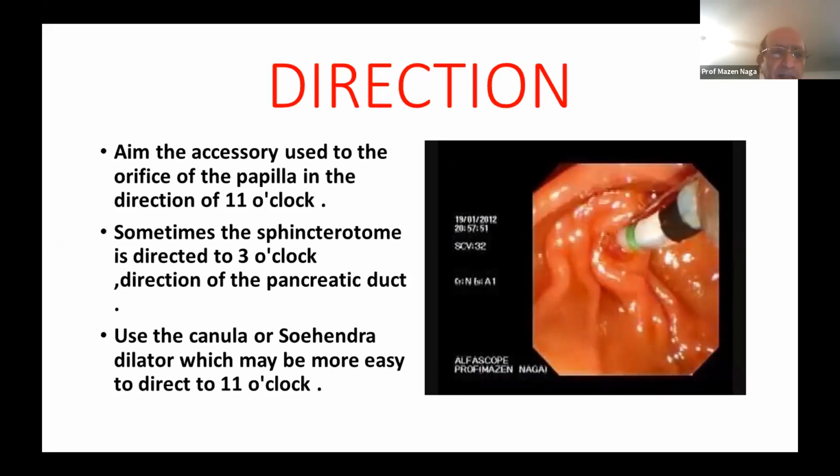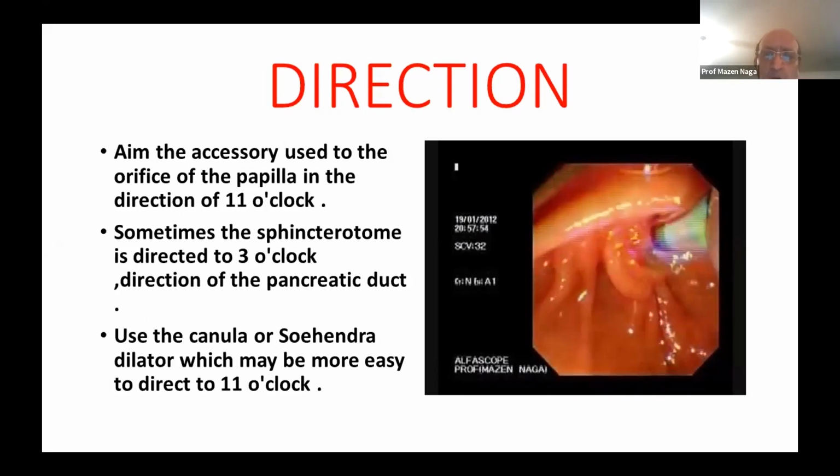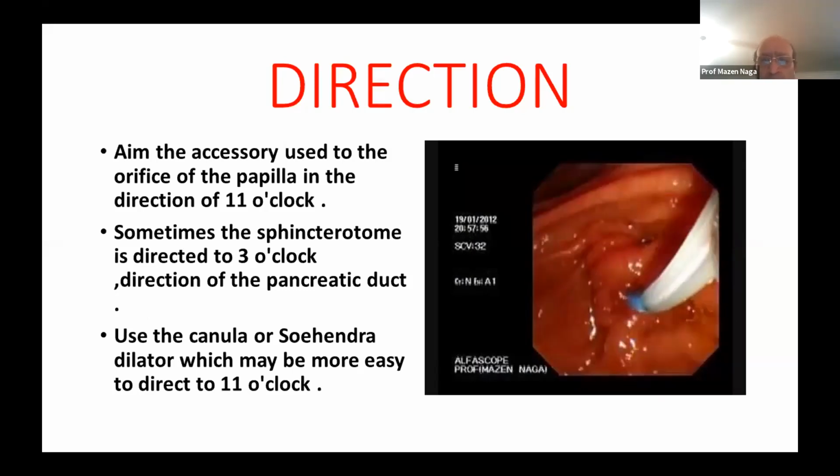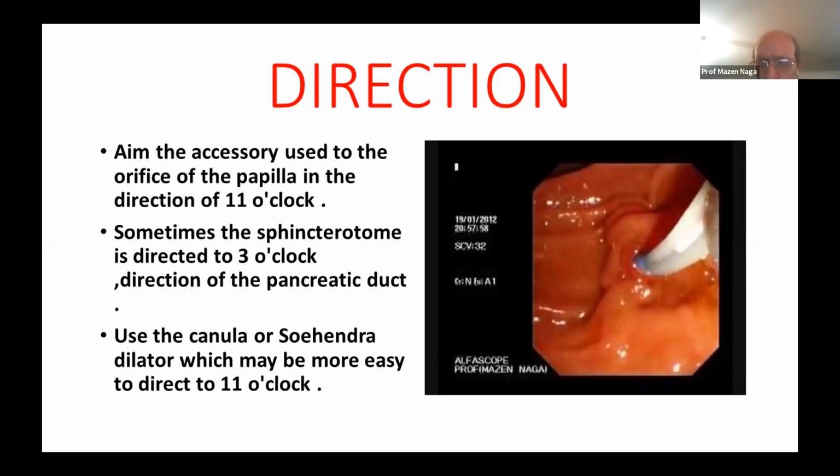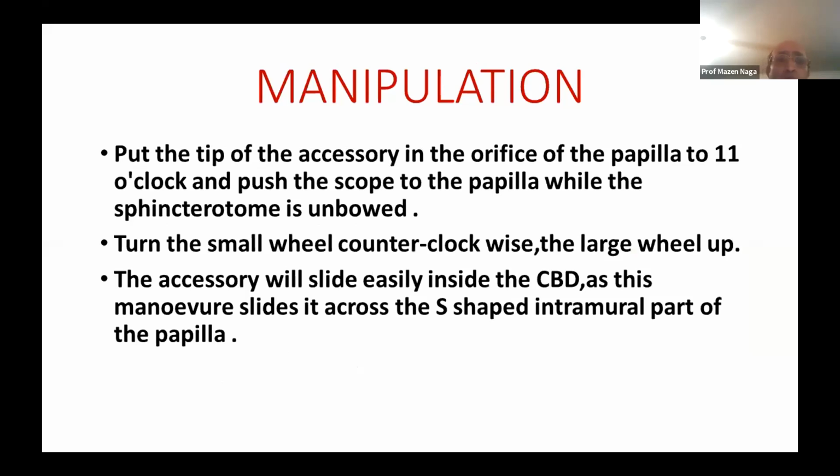If this is the case, use a catheter or use a cylinder sphincterotome, which are easier to direct to 11 o'clock. Put the tip of the accessory in the orifice of the papilla at 11 o'clock and push the scope to the papilla while the sphincterotome is unbowed. Turn the small wheel counterclockwise to get to the left, the large wheel counterclockwise to go up. The accessory will slide easily inside the common duct, and this will straighten the S-shaped intramural part of the papilla.